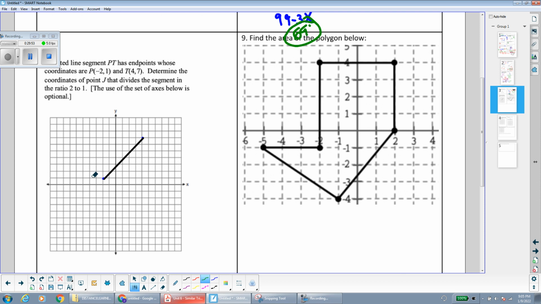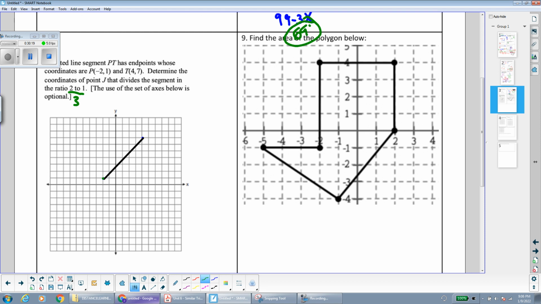The first thing I need to realize is that if I'm dividing this in a ratio of 2 to 1, then there are going to be 3 parts in total that I'm dividing my line segment into. The point that I'm looking for has 2 parts of the line segment to the left of it and 1 part to the right of it. So that's 3 parts in total. I'm just going to write that here for now.